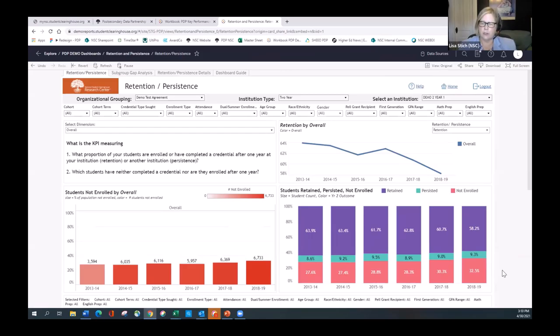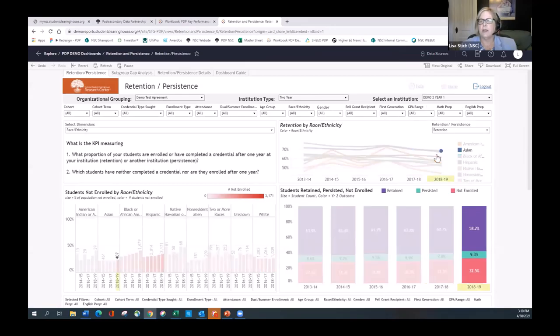So this is not just not enrolled at my institution, it's not enrolled at any institution of higher ed that reports to the Clearinghouse. Let me point out, you can choose here to look at just retention, just persistence, or both. So we're going to focus on retention today, and we're going to use our global filters and dimensions to take a look at how we might look for gaps. So let's start by looking at race and ethnicity.